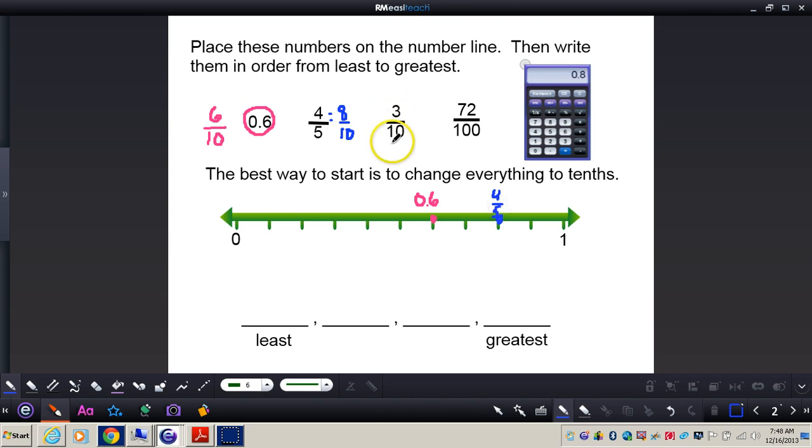Now 3/10 is pretty simple. It gives it to us right in the tenths there. So we have 1/10, 2/10, 3/10. I'll use a different color ink for this. 3/10.